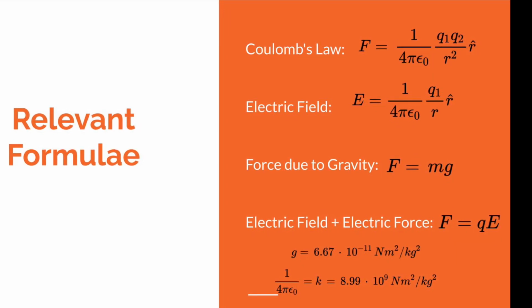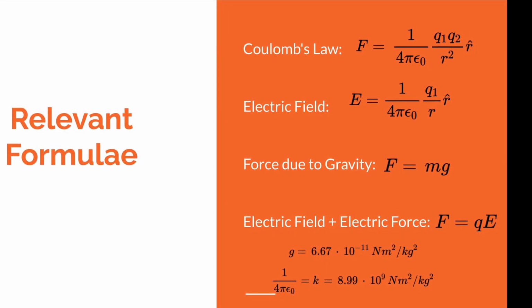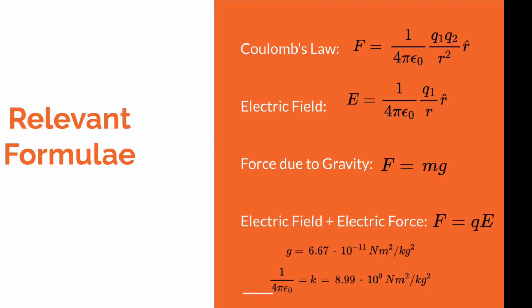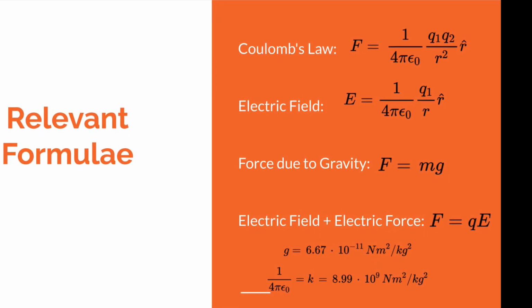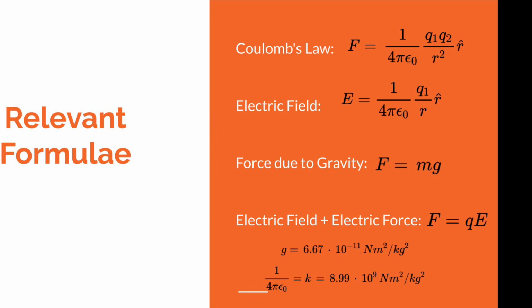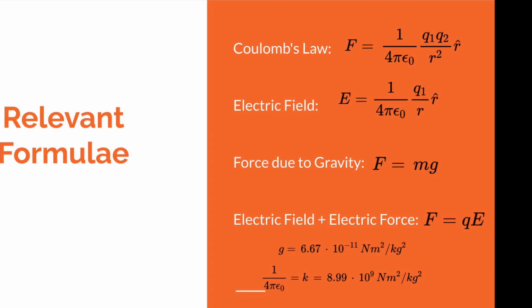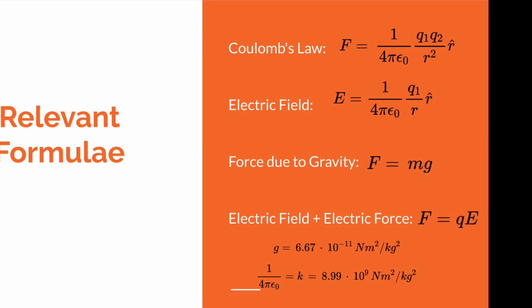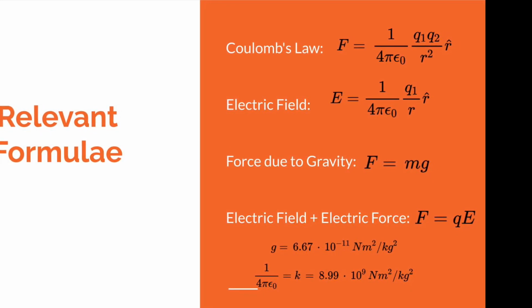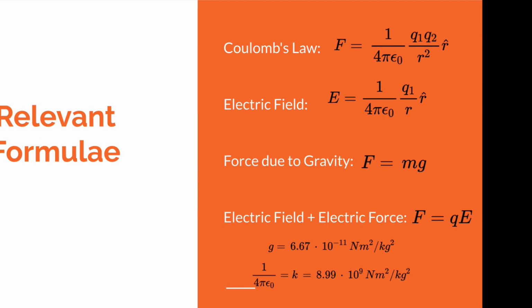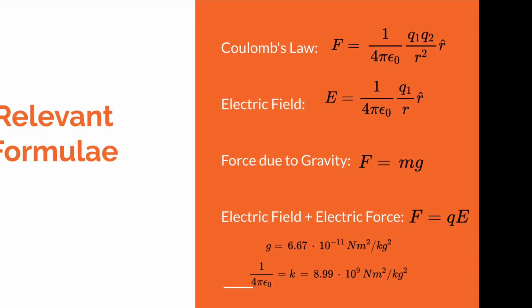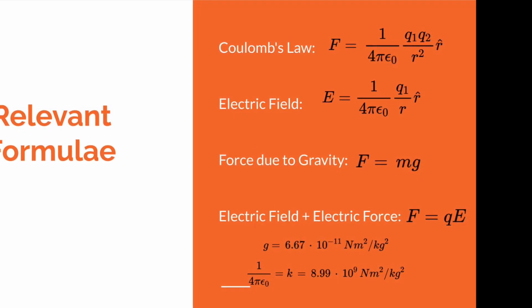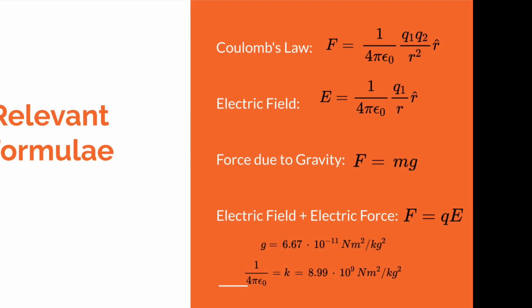Shown here are a few relevant formulae to the problem solving that we will do in this lab, starting with Coulomb's law, which I mentioned earlier, then going into a formula for the electric field at a point. Next, the force due to gravity, which will be important in calculating the force. And finally, the combination of how we relate electric field and electric force, and then just a few constants, including the gravitational constant and K.